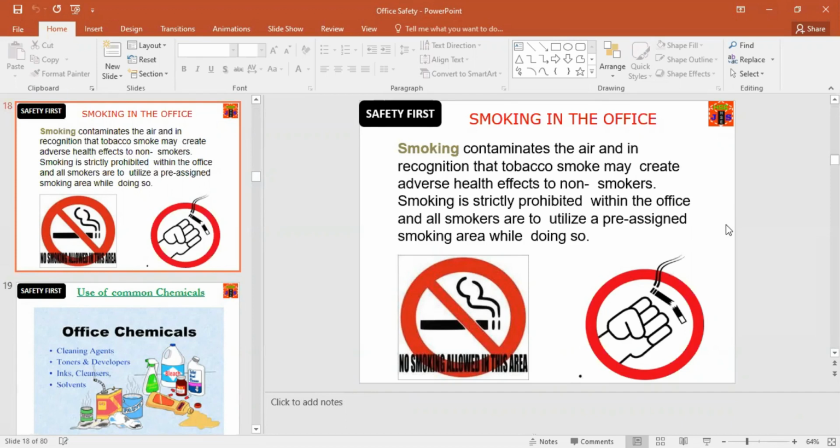Those are related to smoking. Smoking contaminates the air, and in recognition that tobacco smoke may create adverse health effects to non-smokers, smoking is strictly prohibited within the office, and all smokers are to utilize a pre-assigned smoking area while doing so.